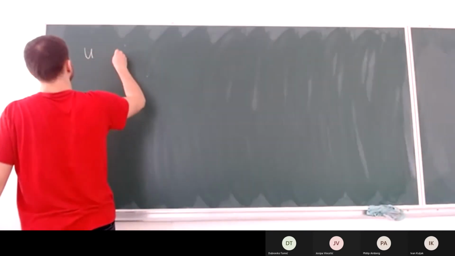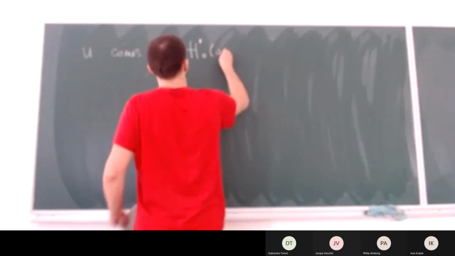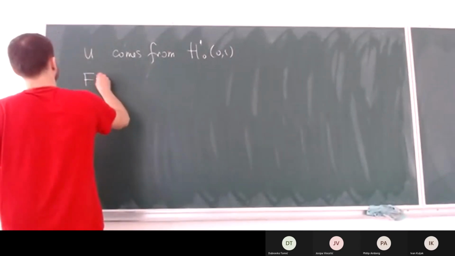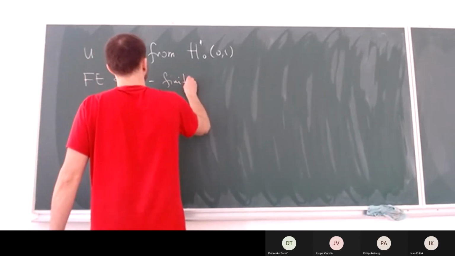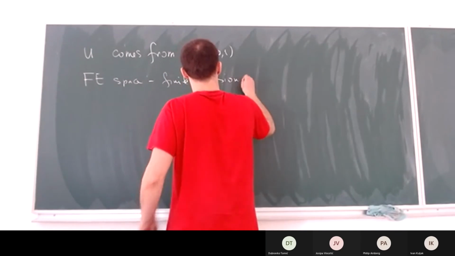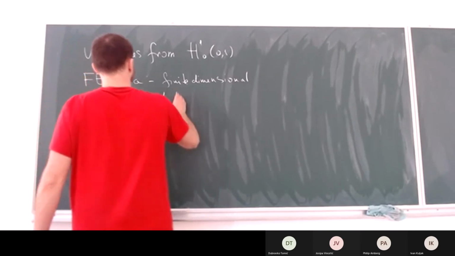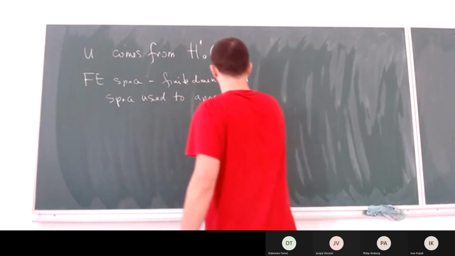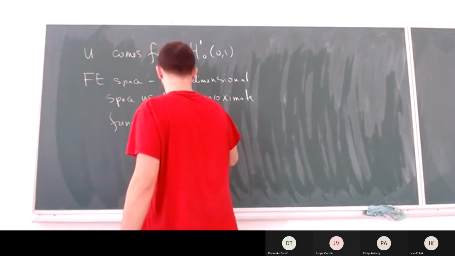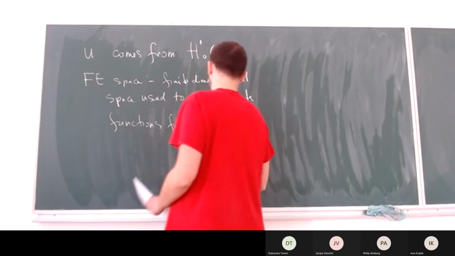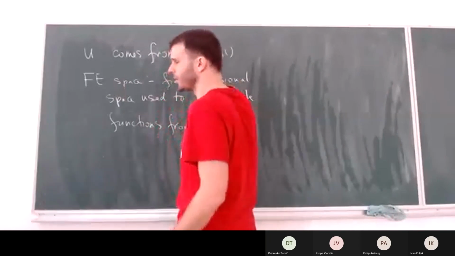So u as a solution comes from some function space called H01, and the finite element space is a finite dimensional space used to approximate functions from H01. So theory is bigger than that. We have to know, is it possible with our finite element space to approximate all functions here? It's a very big problem.